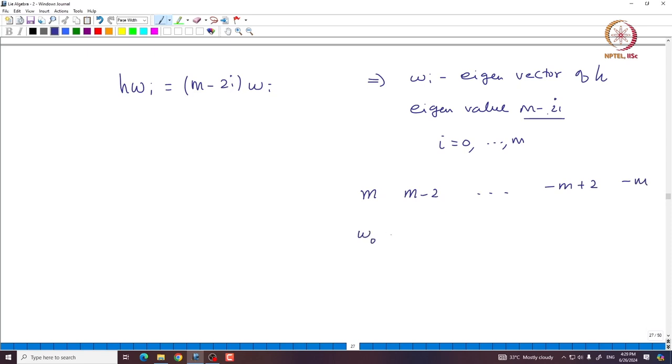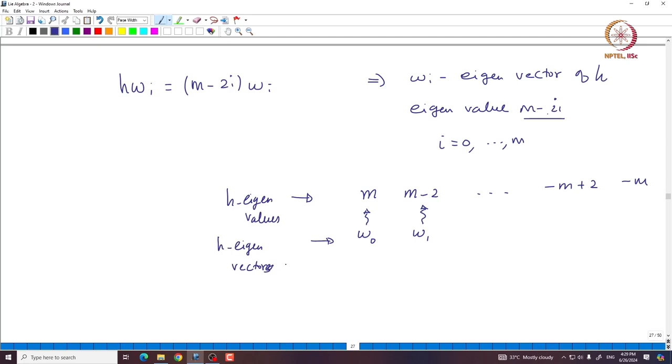Okay. So, these are all the eigenvalues. For example, W0 is the eigenvector corresponding to the eigenvalue M, and then W1 corresponds to the eigenvalue M minus 2. So, these are all the H eigenvalues and these are all the H eigenvectors.